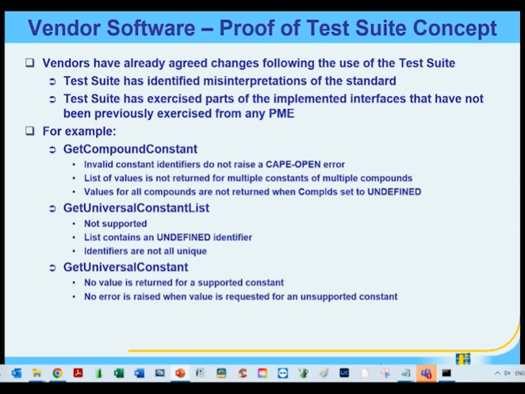I've listed three there. I'm not going to go through those in detail, but they include get a compound constant, get universal constant list, and get universal constant. It's about how the system behaves in what I would almost call esoteric ways of calling those methods. In all those cases, the vendor has said, yep, we haven't implemented as per the standard, we will make a modification. So that really is proving the test suite: it does actually work, doing its job.